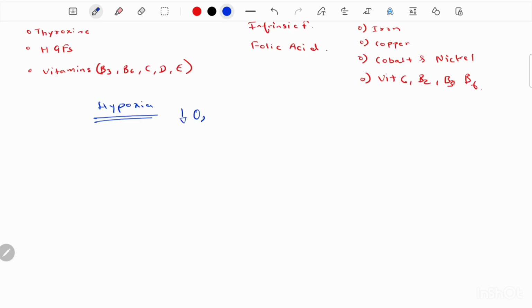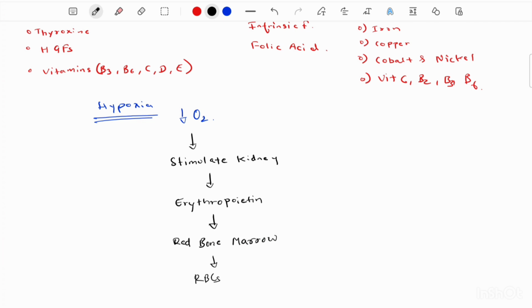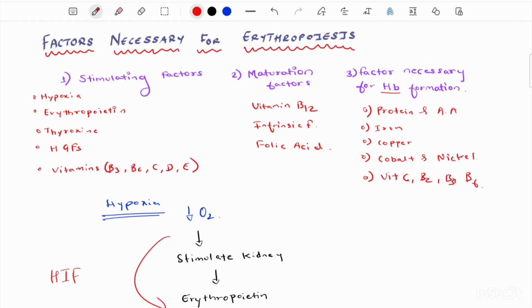Now we'll discuss hypoxia. Hypoxia is a state of decreased oxygen availability at tissue level. It will stimulate the kidney to produce erythropoietin. Erythropoietin hormone will in turn stimulate red bone marrow to produce mature red blood cells or erythrocytes. An interesting factor which was recently discovered is that during hypoxia, a transcriptional factor called HIF, hypoxia inducible factor, is involved, which activates transcription of genes to produce proteins including erythropoietin.